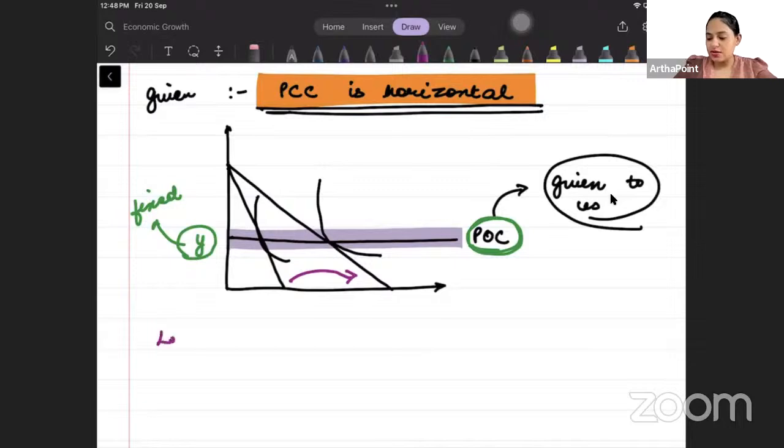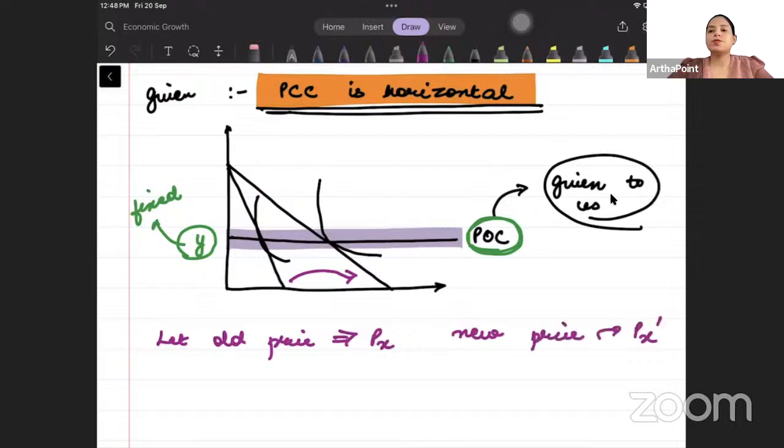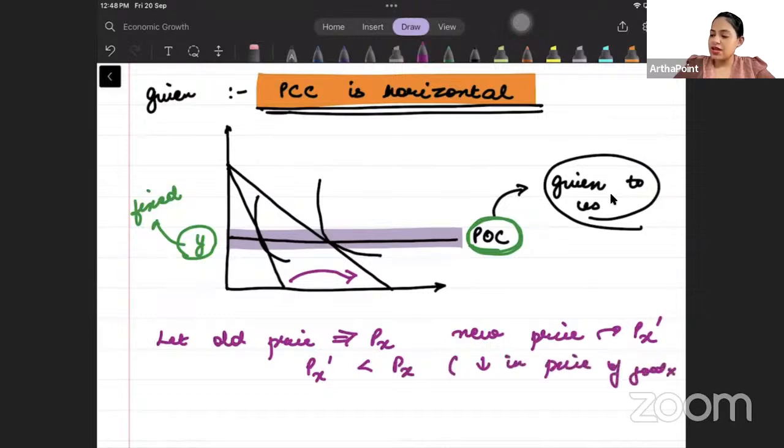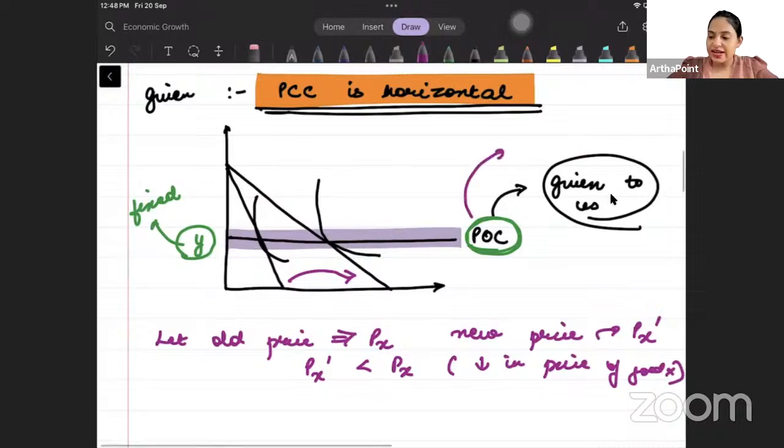So let the old price be PX, and let the new price be PX dash, such that PX dash is less than PX. That means that there is a decrease in price of good X. Okay, I will show you how to write the answer, but first understand how we can prove this thing. From here, my aim is to go towards unit elastic, towards elasticity being 1.